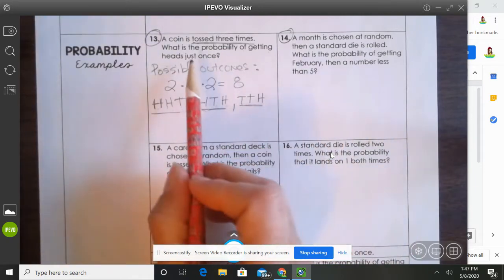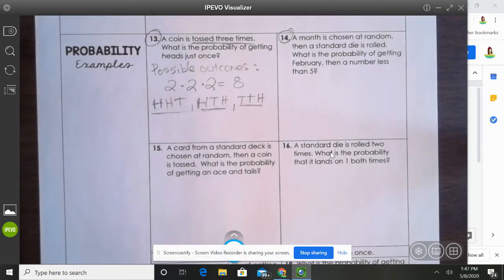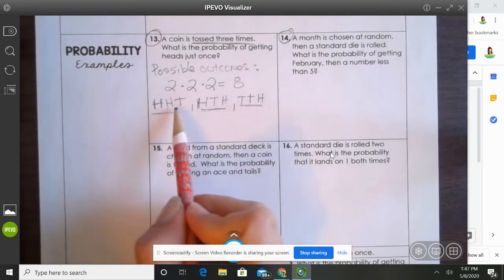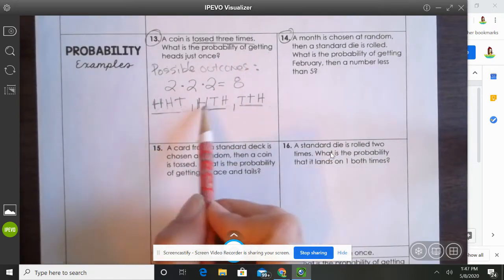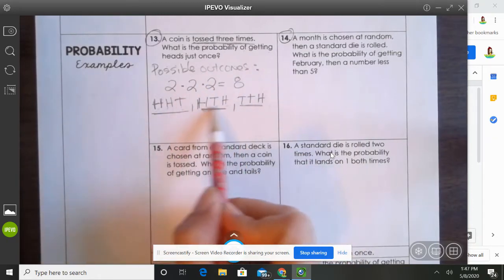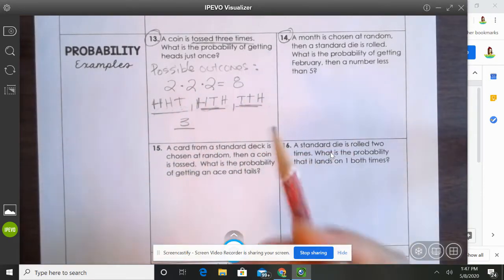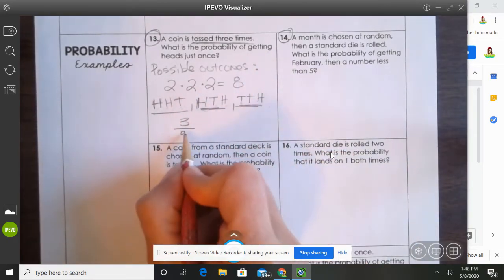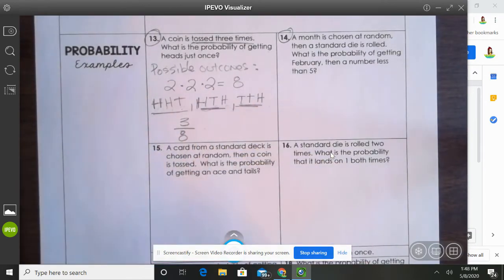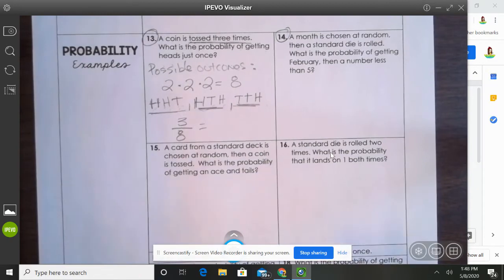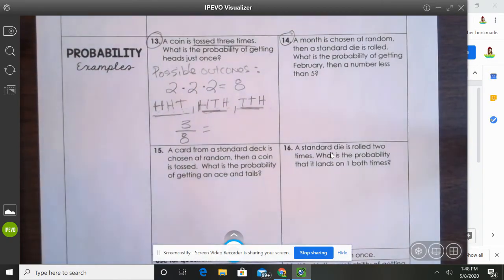Now, they want us to answer: what is the probability of getting heads just once? There are 3 combinations, so there are 3 ways that you can toss it and get that, out of 8 total possible outcomes. That is your answer, 3/8. You can also write this as a percentage: 3 divided by 8 times 100 is 37.5%.